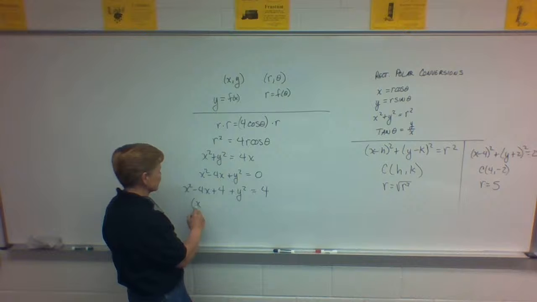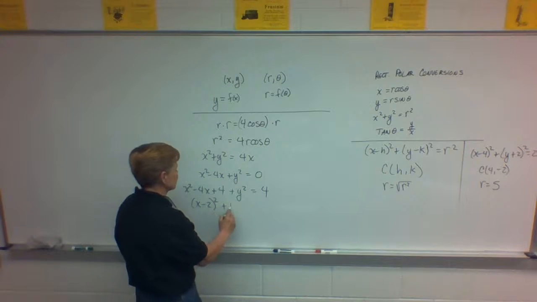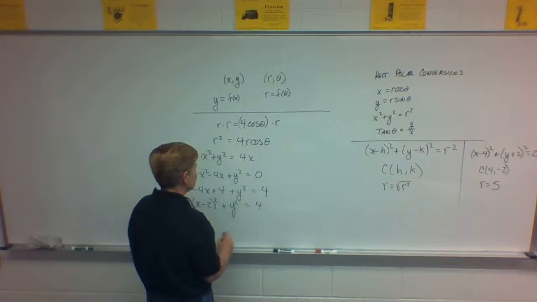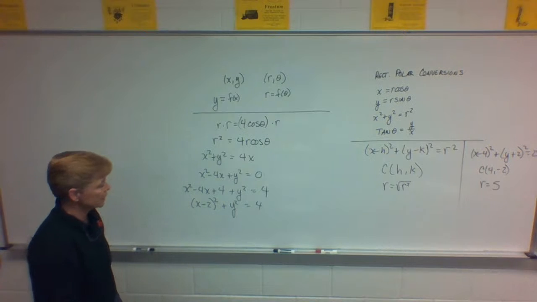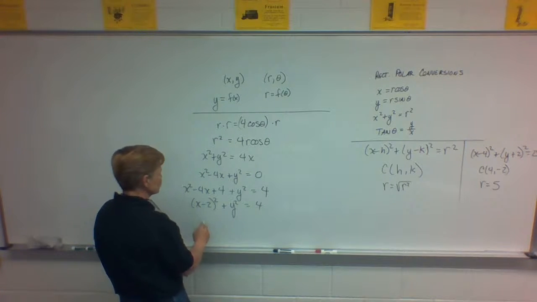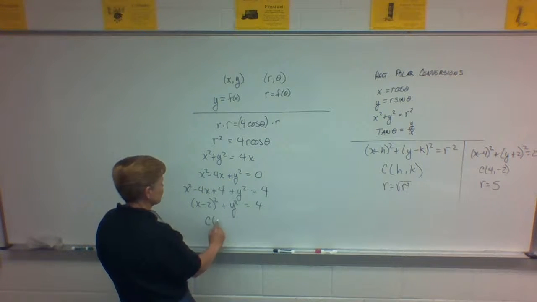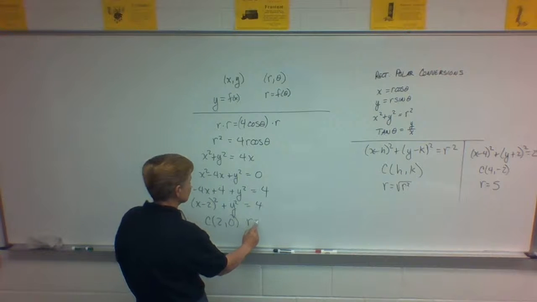So now we have x minus 2, factored, squared, plus y squared equals 4. Now we can read it from standard form. Circle centered at what? 2, 0 with a radius of 2.